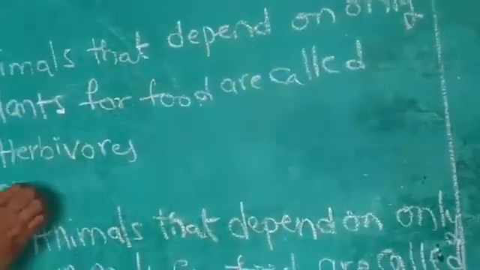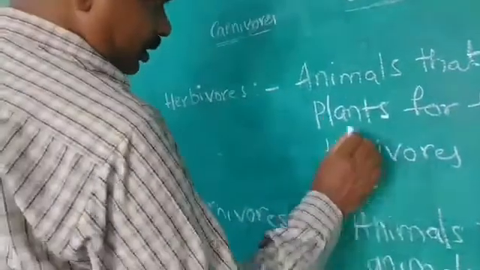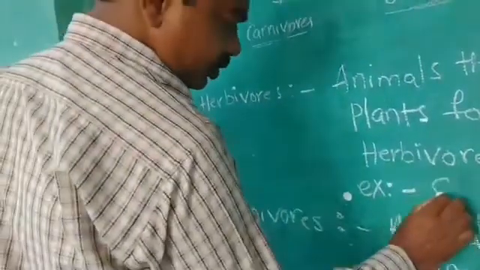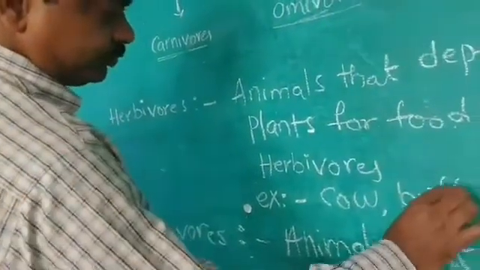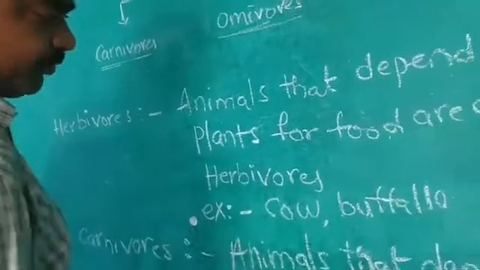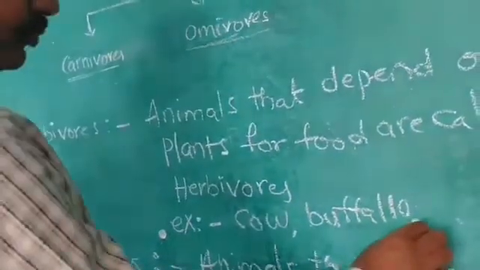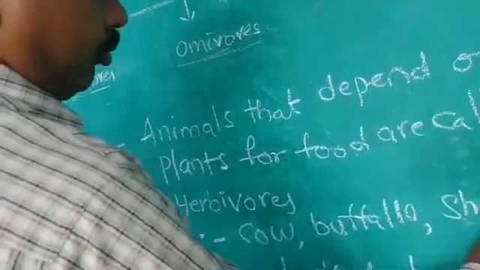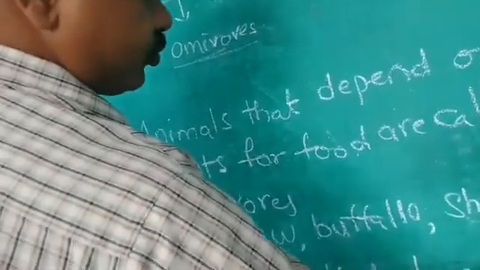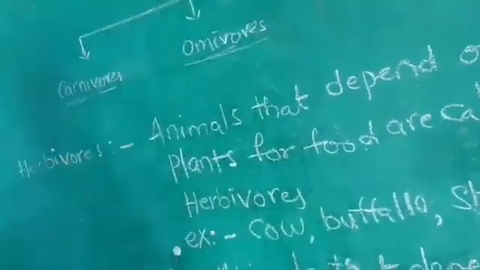Next, omnivores. Here you can write the animals, the examples, once again. Herbivores: cow, buffalo, sheep, goat.